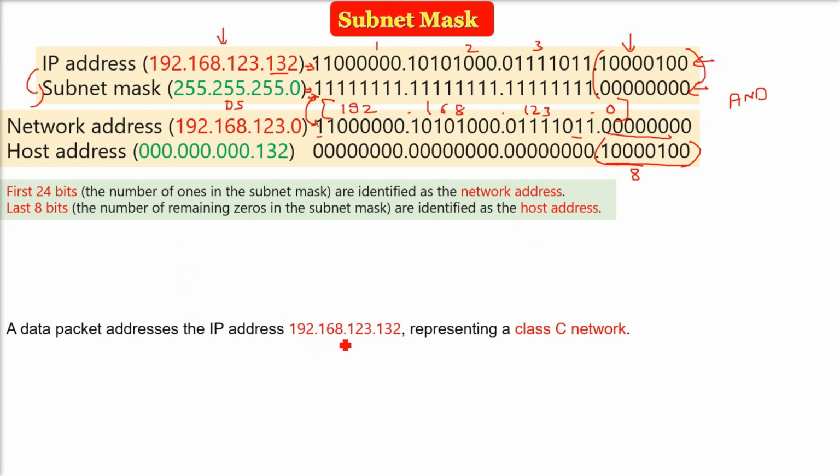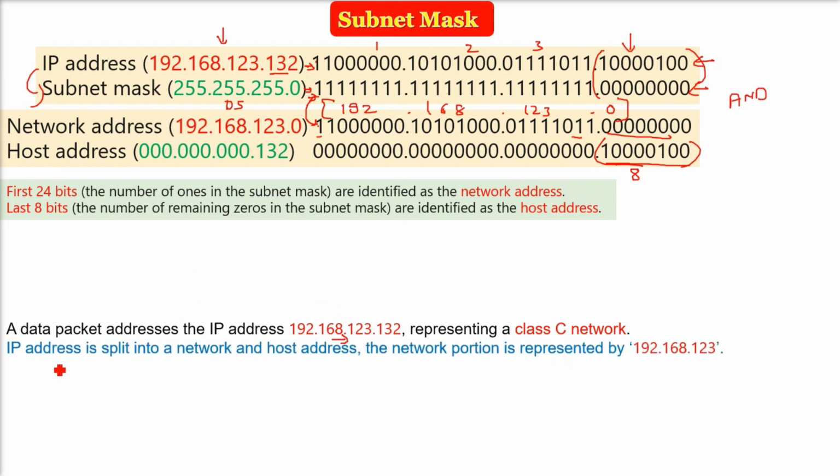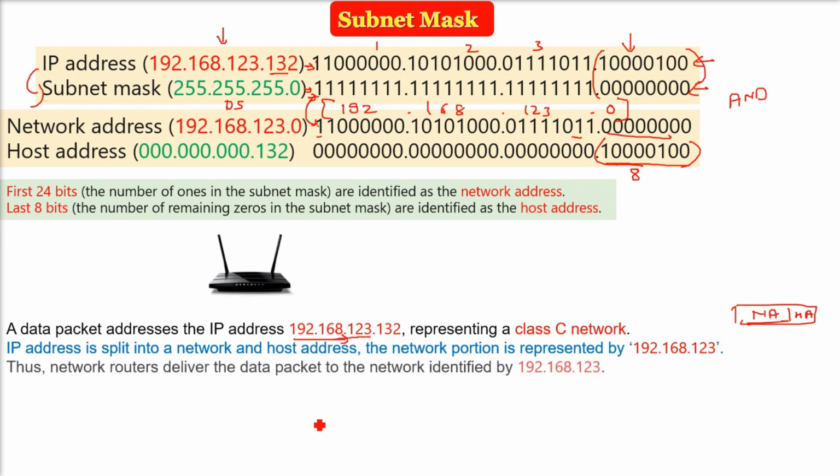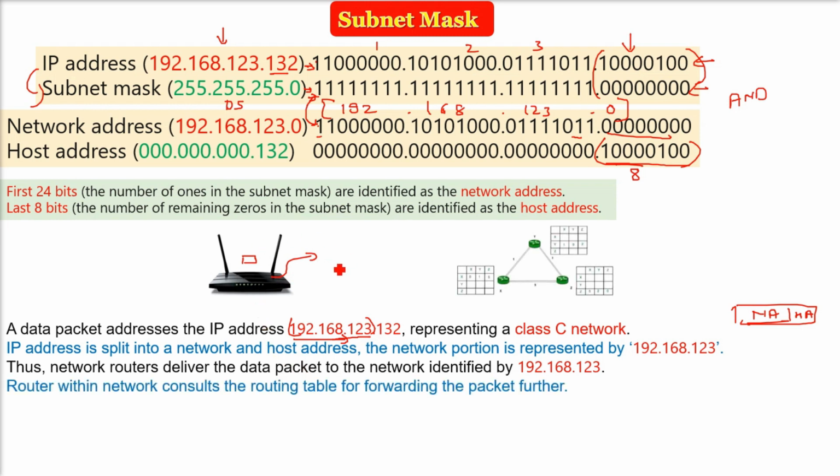If you want to understand in the form of a data packet, then we have an IP address, and this IP address absolutely falls into a class C network. So the IP address is divided into 2 parts, network and host address. So the network portion is represented by what? When we ANDed these two, what did we get? 192.168.123. In class C, the first 3 octets are for the network. Okay. So the network router delivers the packet to which network? 192.168.123.